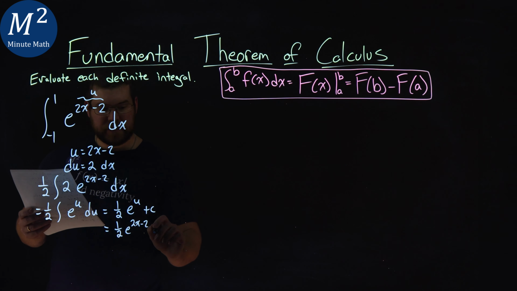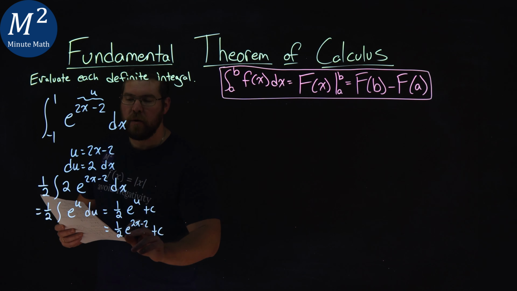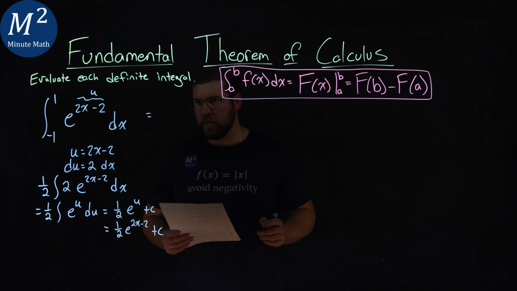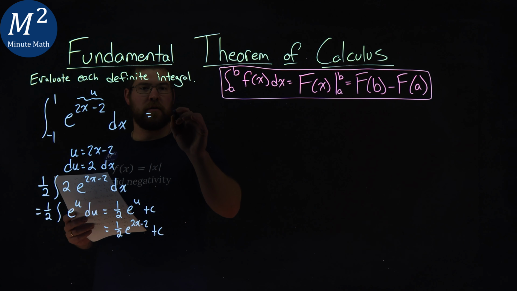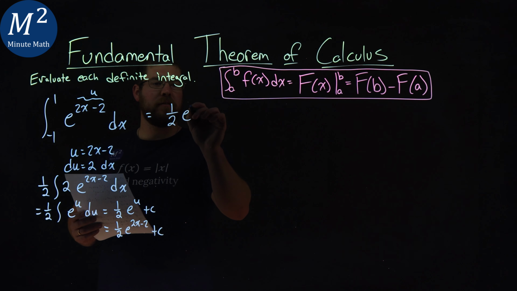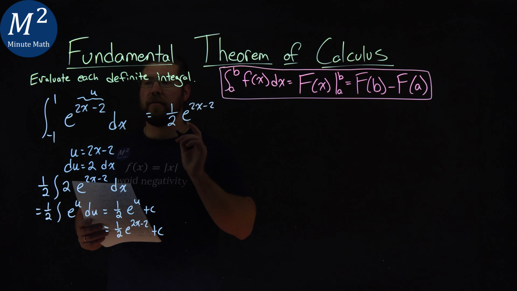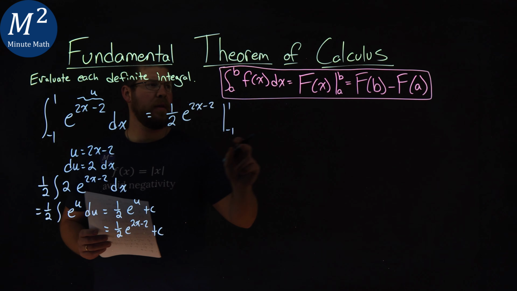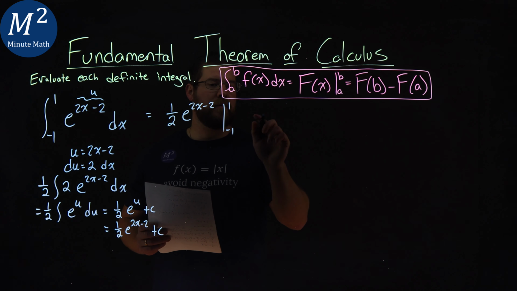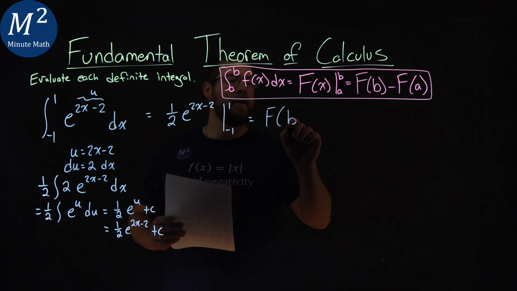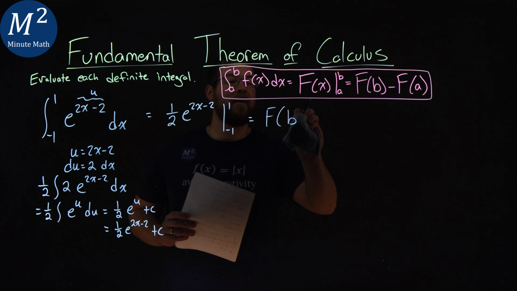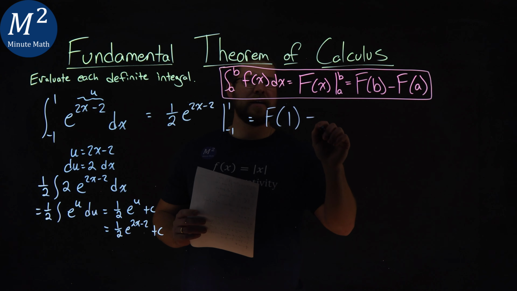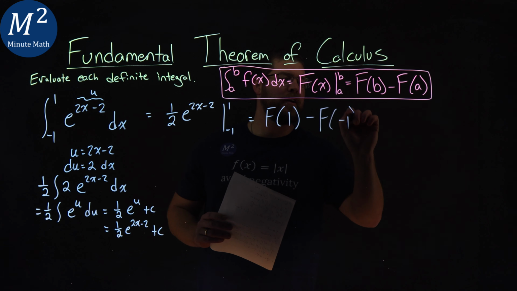2 plus c. Okay. We're going to take that knowledge and apply it to our definite integral. So we have a definite integral of 1/2 e to the 2x minus 2, but instead of the plus c, remember we're doing this from -1 to 1. That's our b value and our a value here. This is going to be f of b, b being a positive 1, minus f of a, -1 here.